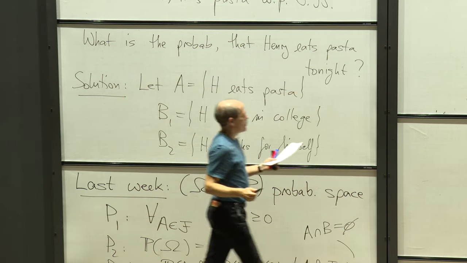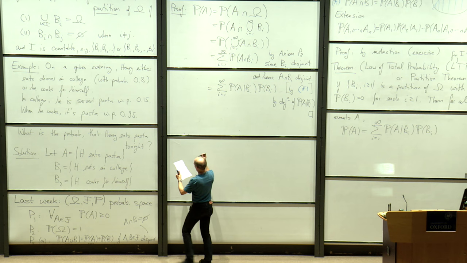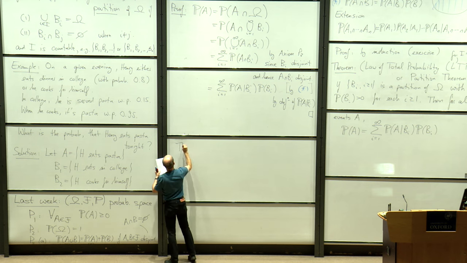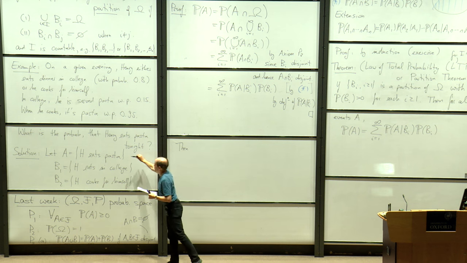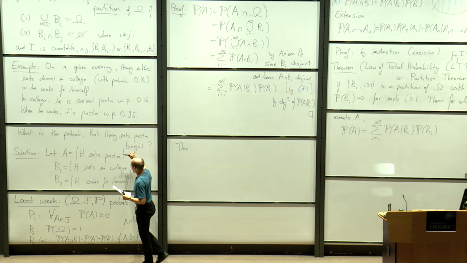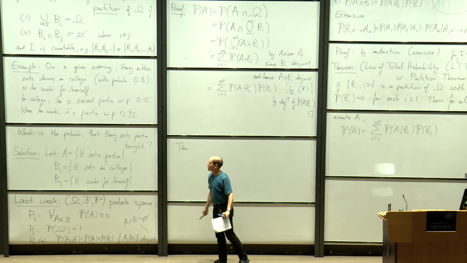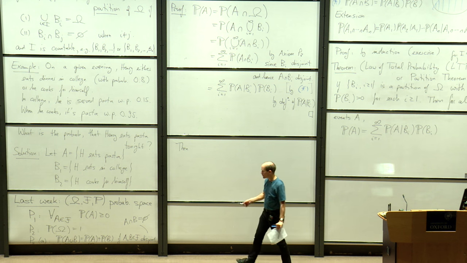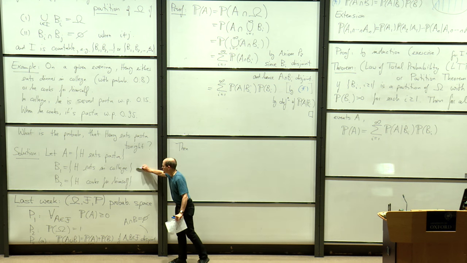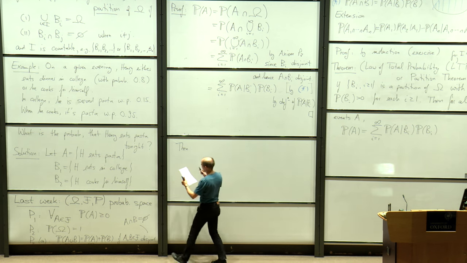Okay, so what are we given as probabilities in the narrative there? Well, we are given various things. Not the probability that Henry eats pasta, but the conditional probability that Henry eats pasta given that he eats in college, or that Henry eats pasta given that he cooks for himself. And we are also given the probabilities that he eats in college and that he cooks. The probability that he cooks for himself is a consequence.